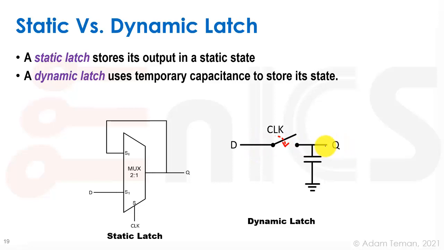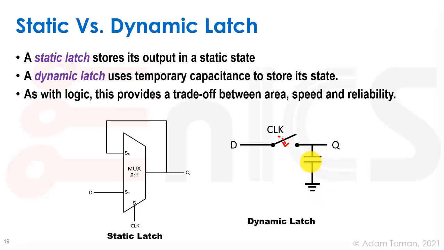So this can also be called a sample and hold type of a circuit in analog design. And this conceptually is a really simple way to make a latch. The problem is that it's a dynamic circuit, so everything depends on this parasitic capacitance, and any type of noise or leakage will deteriorate the level, so it's only a temporary type of storage. So, as with logic, this provides a trade-off between area, speed, and reliability, where obviously the area and speed of the dynamic latch will be better than the static latch, but its reliability will be much lower.